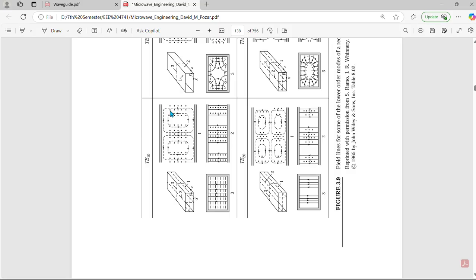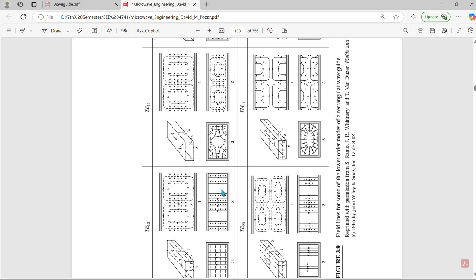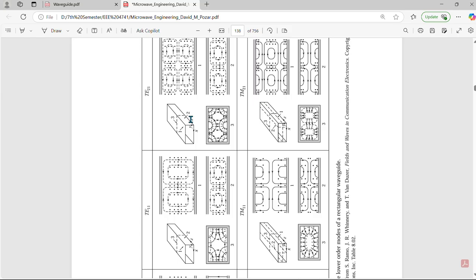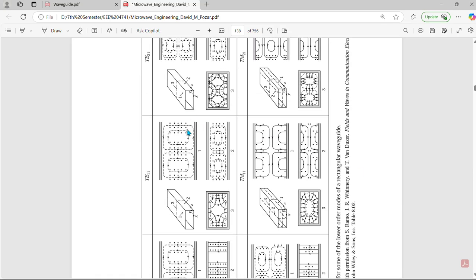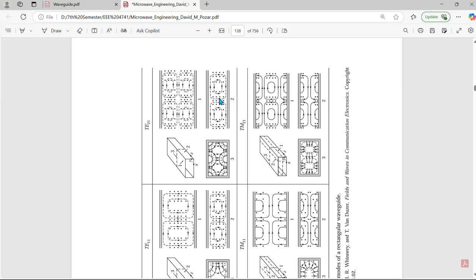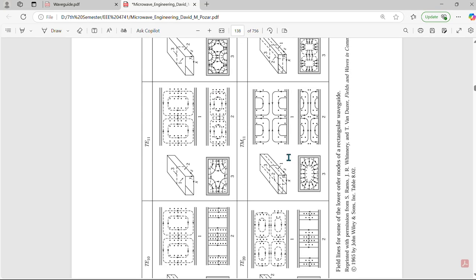And then this is the figure where the different modes of the rectangular waveguide are shown, and the pictures of the wave distribution are also given for each mode.